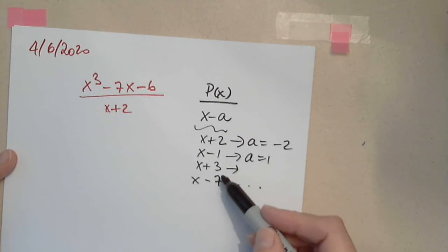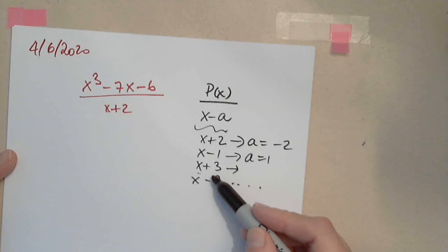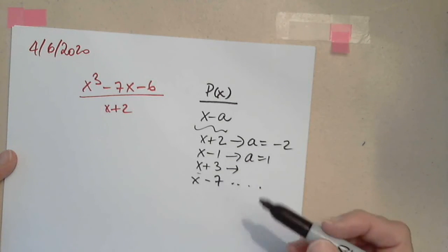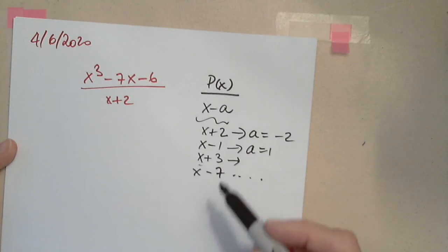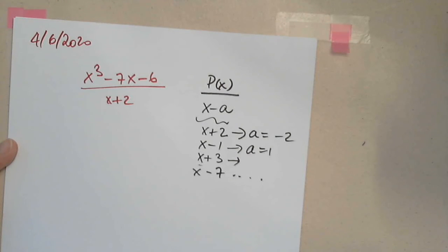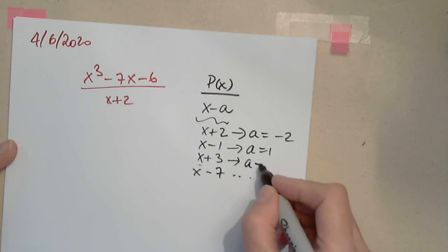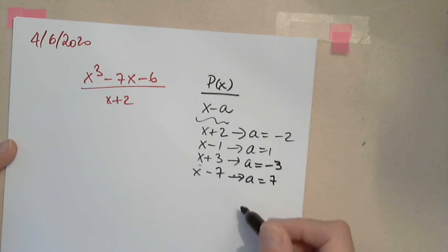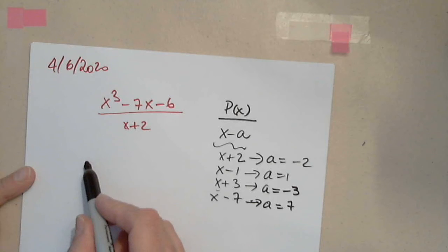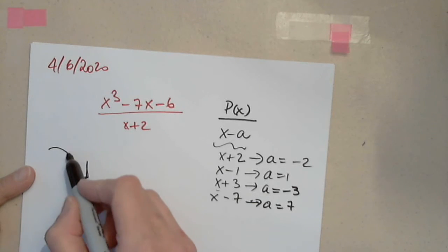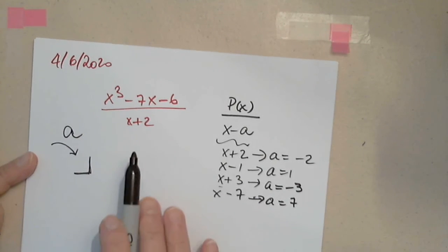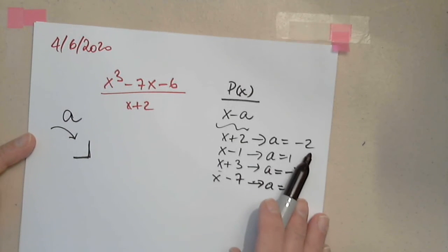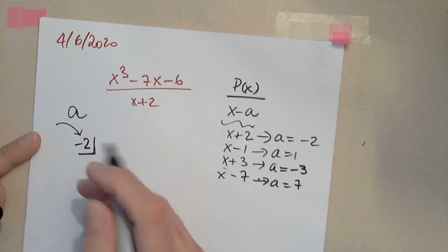Can anyone tell us what is a here? For x plus 3. Negative 3. Very good. And so on and so forth. So of course here it will be a equals 7 and so on. So in this little box, I will always have to put a. Since it's x plus 2, a is negative 2. So I have to write negative 2.